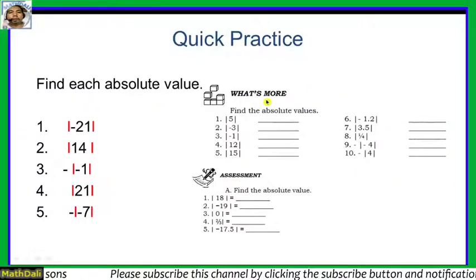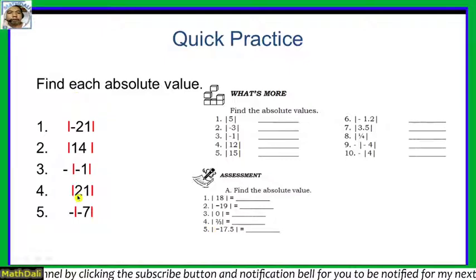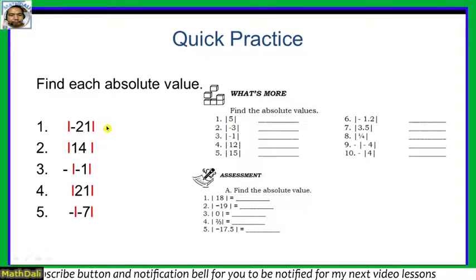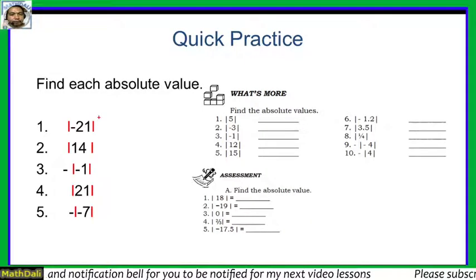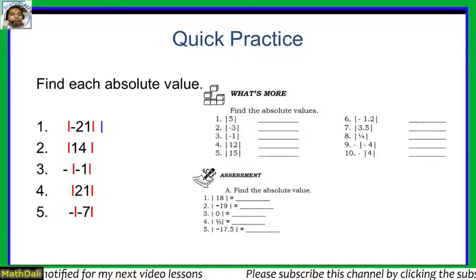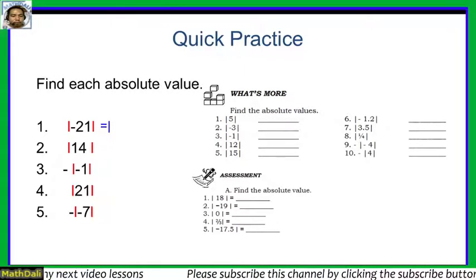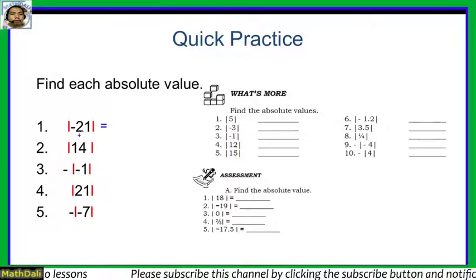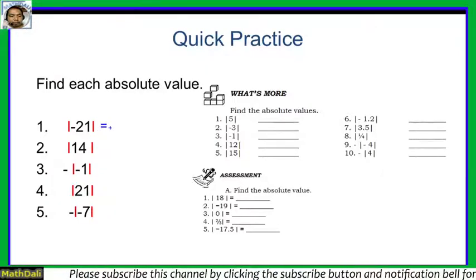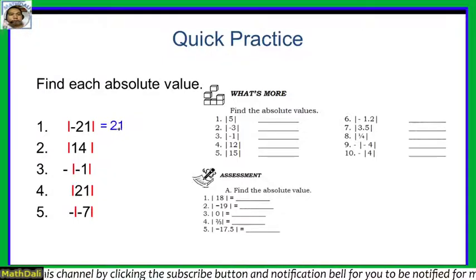Okay, so find its absolute value. Ito yung gagawin ninyo sa assessment, letter A. So we're going to find the absolute value of its number. Okay, so for number 1, lagay natin dito. Gamit ako ng blue. Absolute value of negative 21. That will be equal to yung distance nitong negative 21 from 0. That will be equal to 21 units, or that is positive 21.